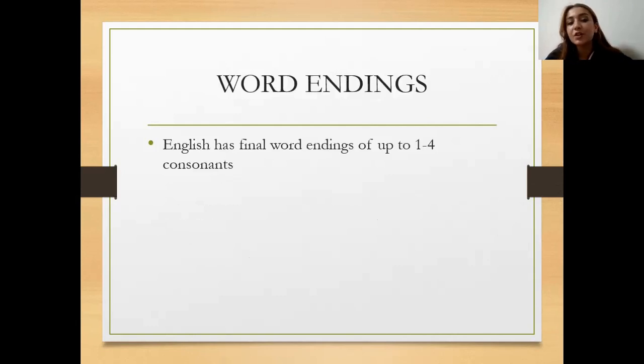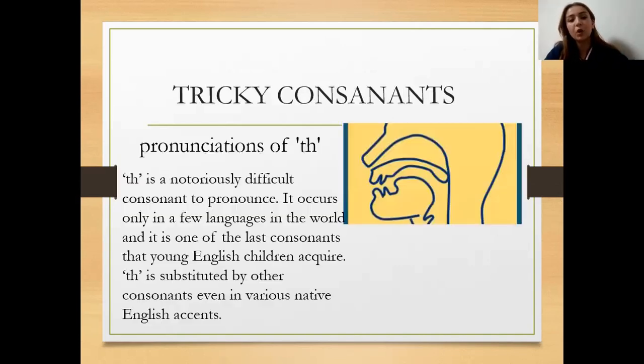And word endings. English has final word endings of up to two consonants. Actually, in our Mooc, the video explained it so well, but I couldn't upload the video here. If you're interested, you can watch it. I couldn't understand it without examples, and I couldn't upload the video, so I won't talk about word endings very much, and I'll continue my talk. Tricky consonants is a very long topic and, for me, difficult. But we'll talk about it briefly.